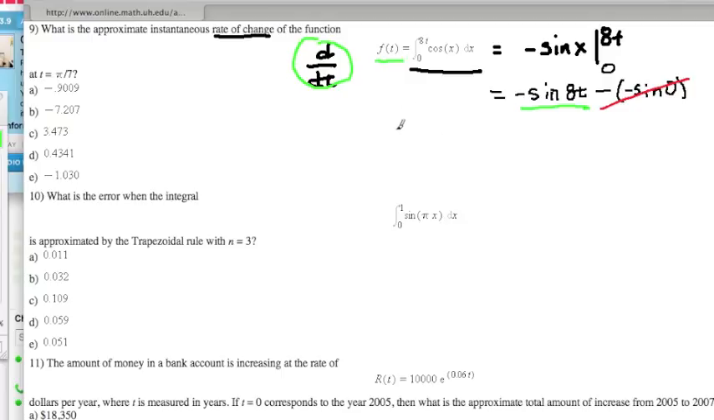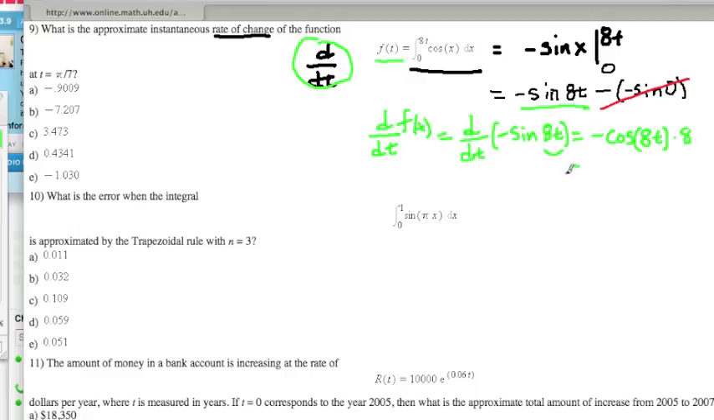Now we need to take, like I said over here, the derivative with respect to time, and we have d/dt of f of t is equal to the derivative with respect to t of negative sine 8t. We're going to use the chain rule here. The derivative of sine is cosine, so the derivative of negative sine is negative cosine of 8t times the derivative of what's inside. That's usually how we talk about the chain rule. And the derivative of 8t with respect to t is just 8.